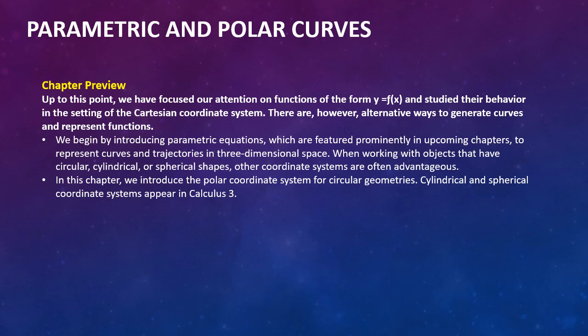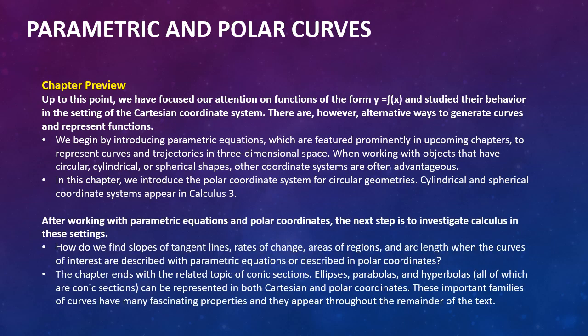We begin by introducing parametric equations, which are featured prominently in upcoming chapters to represent curves and trajectories in three-dimensional space. When working with objects that have circular, cylindrical, or spherical shapes, other coordinate systems are often advantageous. In this chapter, we introduce the polar coordinate system for circular geometries. Cylindrical and spherical coordinate systems appear in Calculus 3.